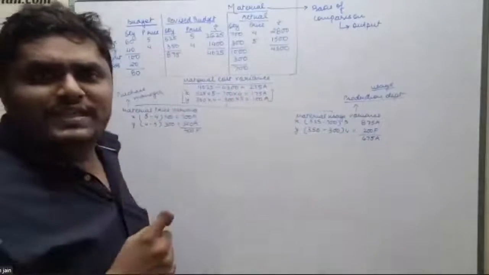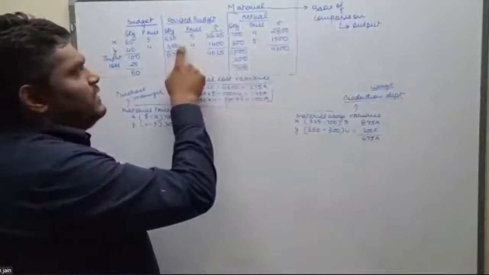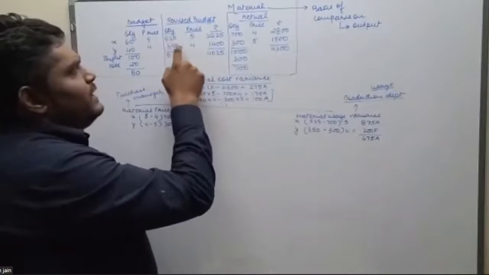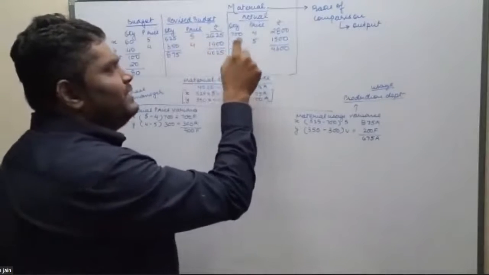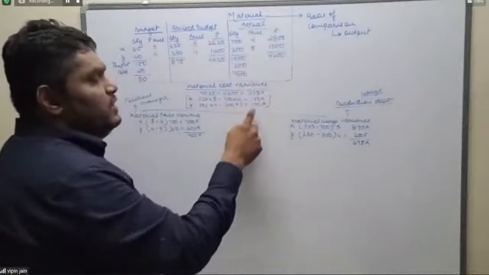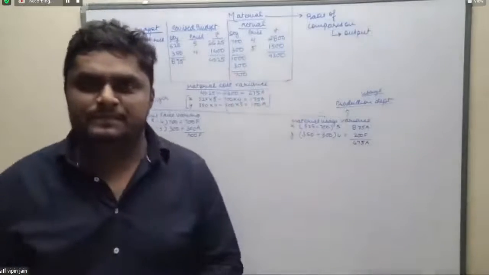So this is how we calculated 175 adverse. Similarly, for manufacturing these 700 units, Y was supposed to be consumed 350 kgs at the rate 4. However, we consumed 300 kgs at the rate 5. So that's why 100 adverse. So total is 275 adverse.